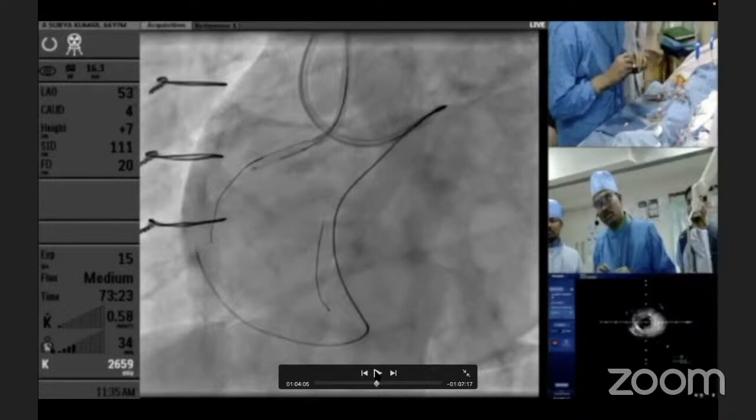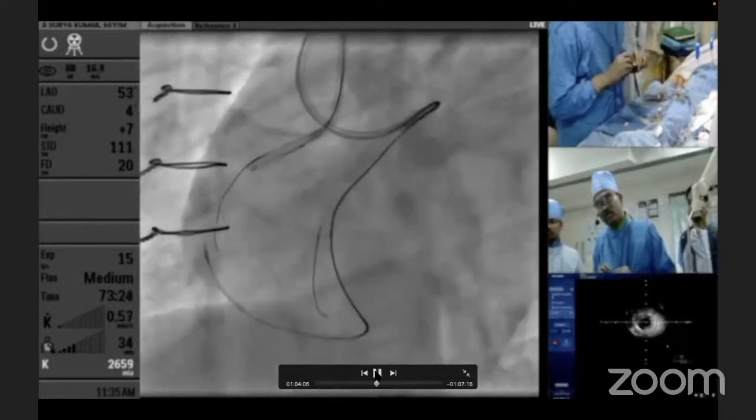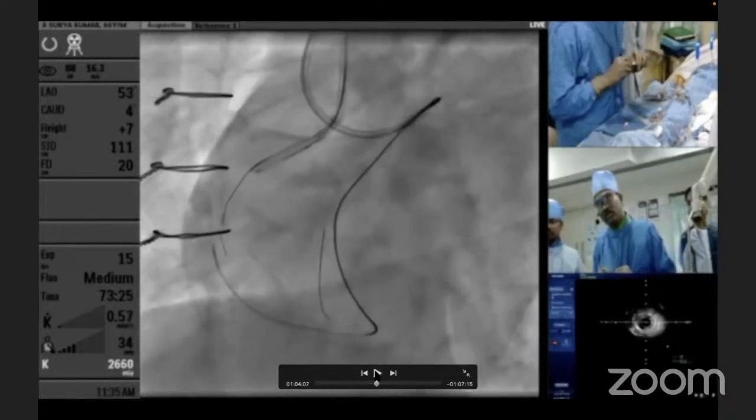So, see, in 3 cases of mine, your wire just went into the SVG. And it becomes very tough to bring your retrograde wire into RCA, that is mid RCA, because it is also buckled there. And you really don't know because it is submerged in your CTO segment, and you don't know where you have to really turn your wire or direct your wire. And now you can see, yeah. So, but despite repeated attempts, I couldn't bring it.